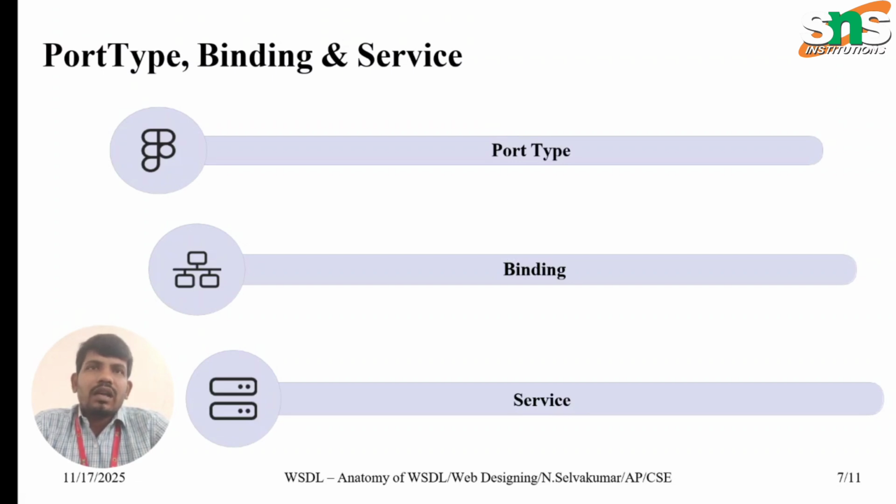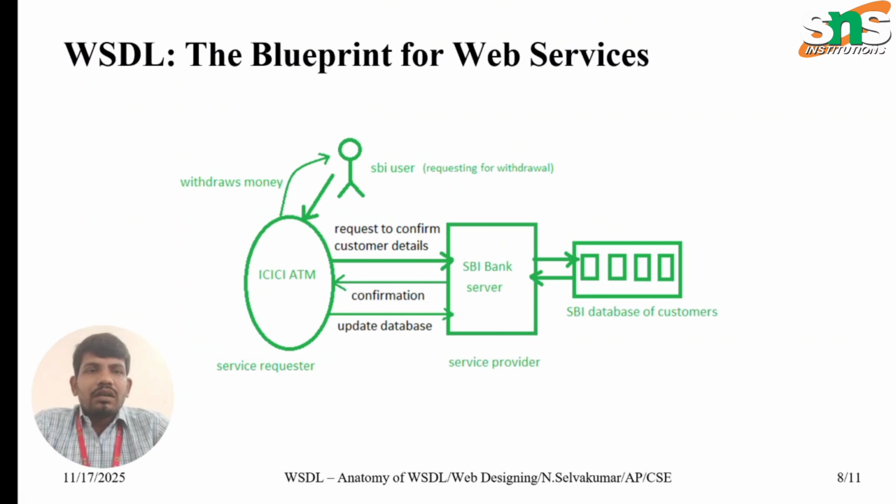The port type relates the different operations, similar to classes in object-oriented programming. For binding, we use different protocols like HTTP and SOAP, and it gives the data formats. And the service provides the endpoint addresses where the actual services are available in the given format. Okay, so this is the simple example, a blueprint of web services.